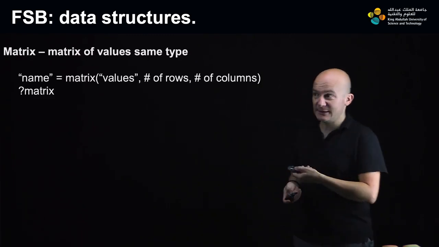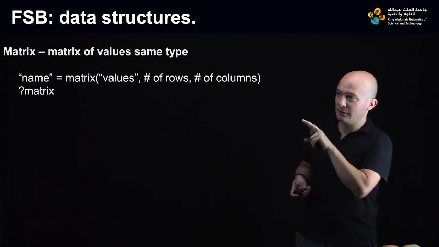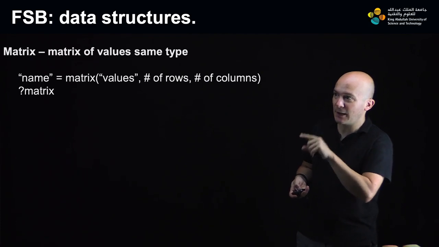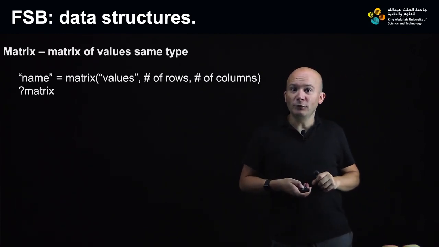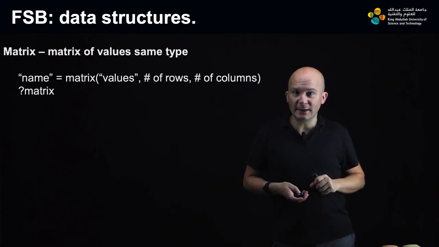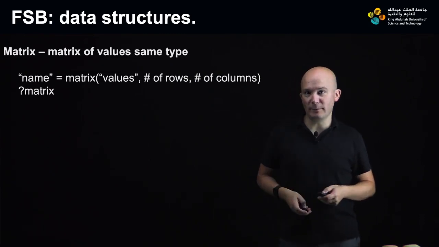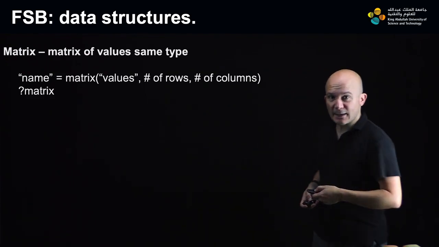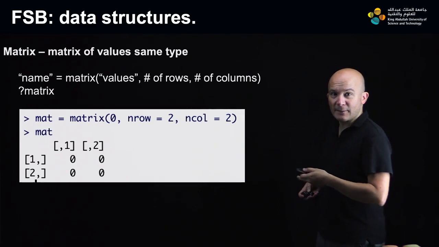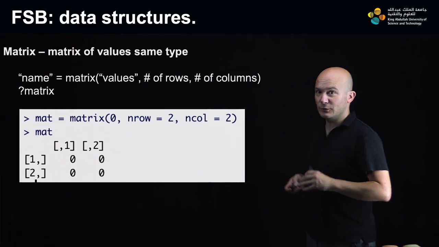So, see the syntax here. This is more or less what we will be doing, right? Name, and then matrix is the function that will generate the values, number of rows, number of columns. If you want to know more about this syntax, write in the console question mark and matrix, and you will have much more information. Following this syntax, let's see an example here, where we create a matrix with 2 rows and 2 columns, filled with the value 0.